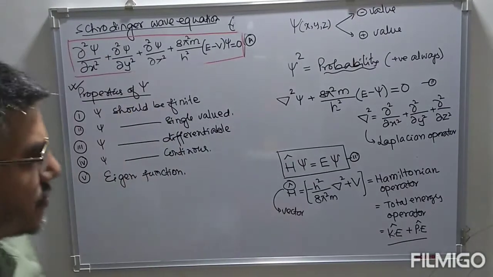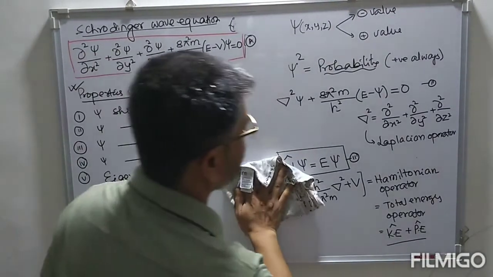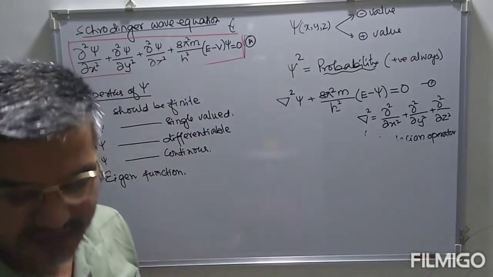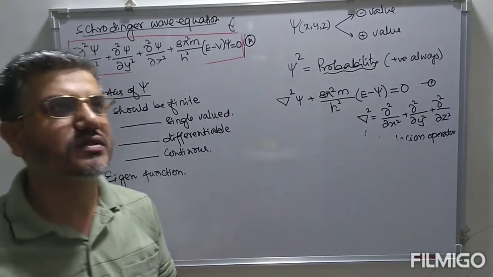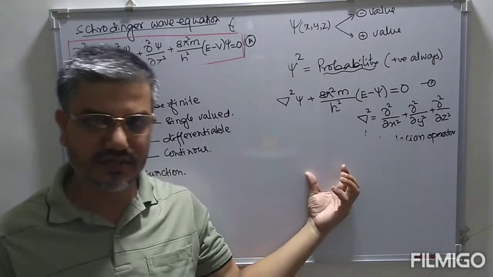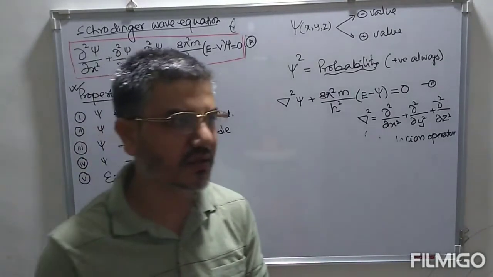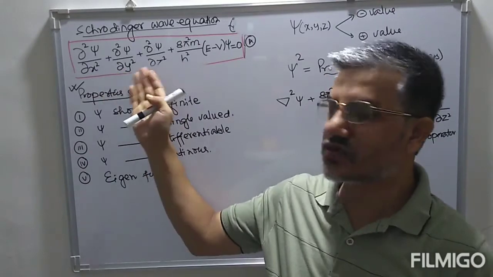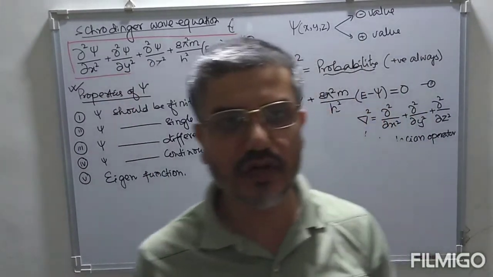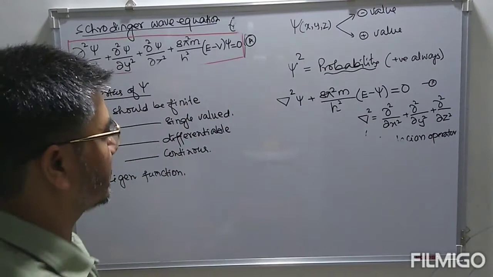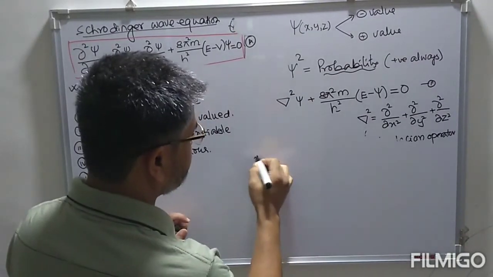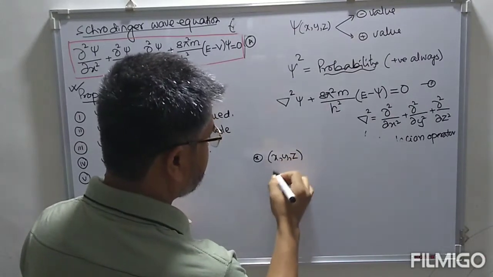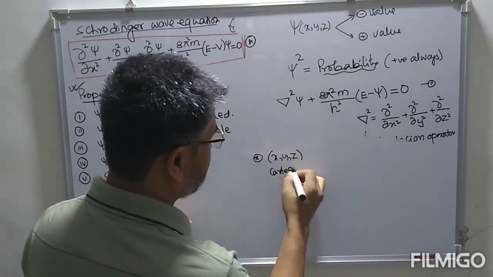Now, coming to the atoms, an atom is considered to be spherical in nature. Since atoms are spherical in nature, it is better to transform these Cartesian coordinates x, y, and z into polar or spherical coordinates. x, y, z, that is, Cartesian coordinates.